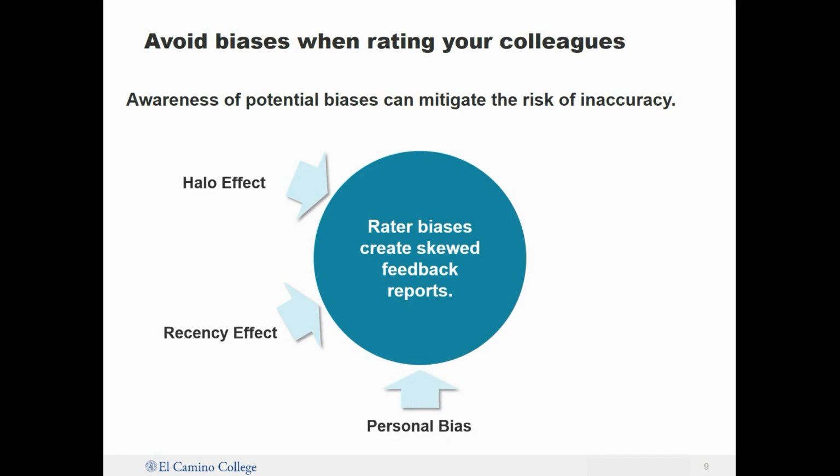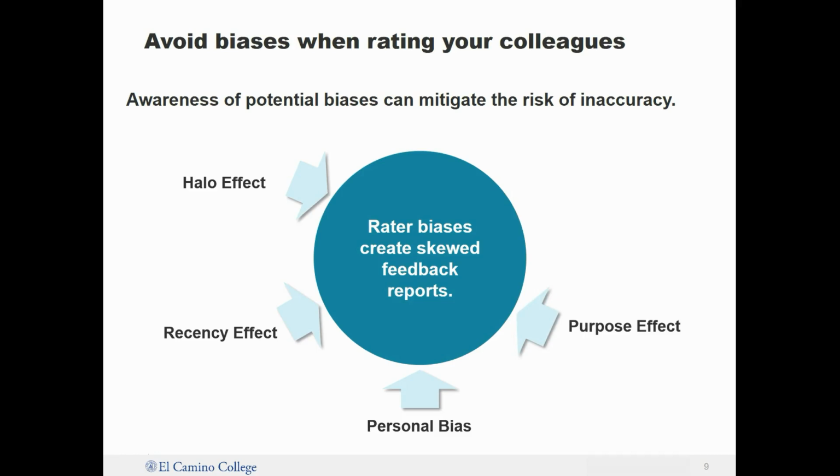Personal bias occurs when the rater shares many personal characteristics with the administrator or supervisor, for example, age, gender, religious values, which are all unrelated to the job and influence the rater to assess that person more favorably.